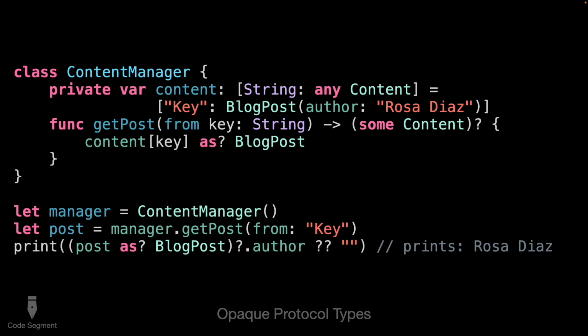So, of note, the proper way to write this function would basically be to drop this as question mark blog post and then have this return any content with a question mark, because you're just returning whatever's in the dictionary content. And then you return it. It comes to the caller as content. Cool. Okay. That's opaque protocol types. Any questions about this kind of weird thing that you can use but don't always or frequently use with protocols?